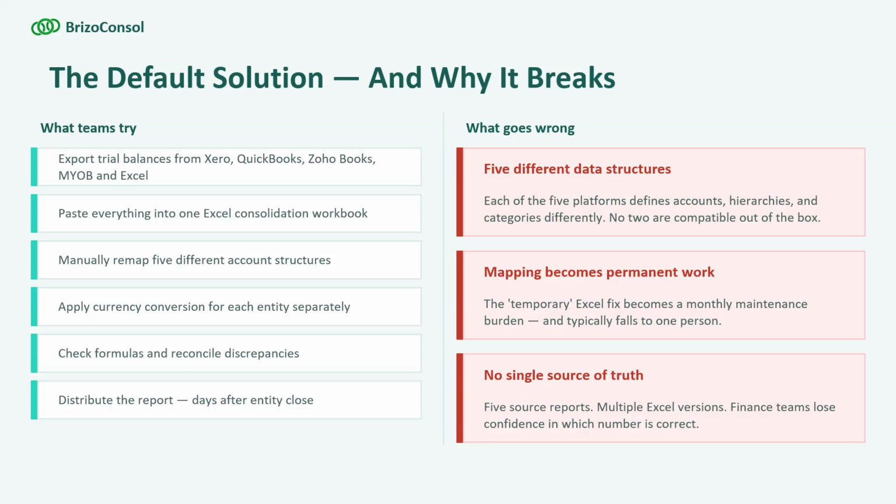The real issues: 1. Different data structures. Each system defines accounts differently, tax categories differently, reporting hierarchies differently. 2. Manual mapping becomes permanent work. What starts as temporary Excel mapping becomes a monthly maintenance job, dependent on one finance person. 3. No single source of truth. You end up with Xero report, QuickBooks report, Zoho report, Excel final version, and none of them fully align.